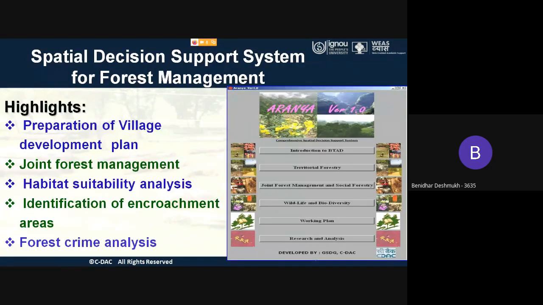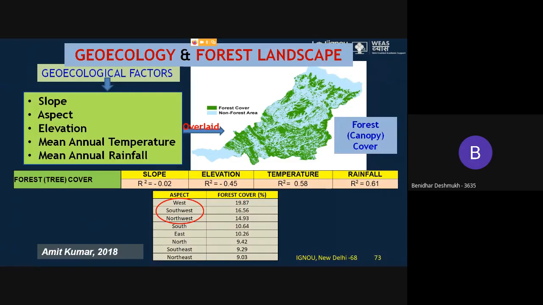Another example, again for the Northeast, was the spatial decision support system for forest management. Here the version they called Aranya, and they prepared the village development plan, which was used for joint forest management. It also does habitat stability analysis for different purposes. There are different modules to that software, and areas which were encroached during the time of the data which they prepared could be identified using this, and it is also useful for forest type analysis. So these are just some examples of how it could be utilized.